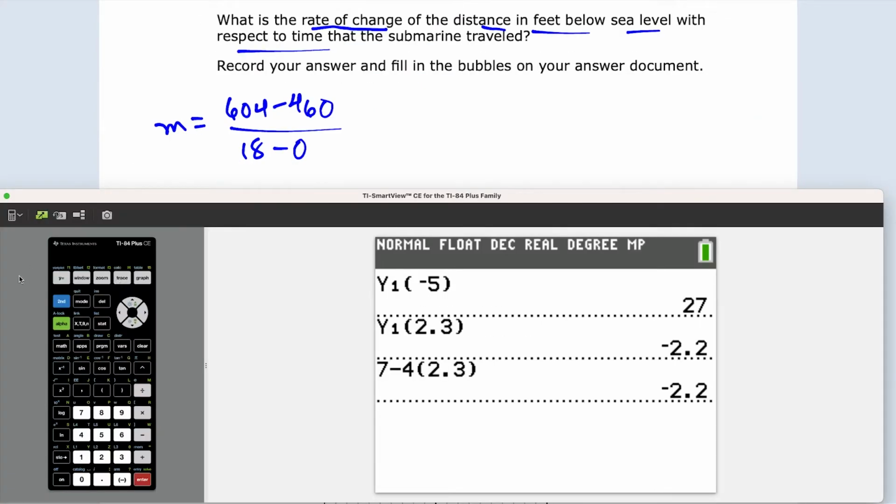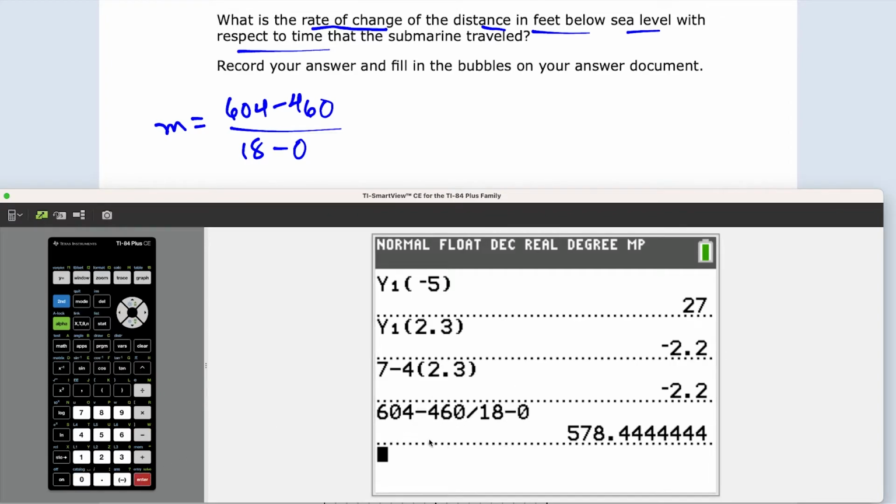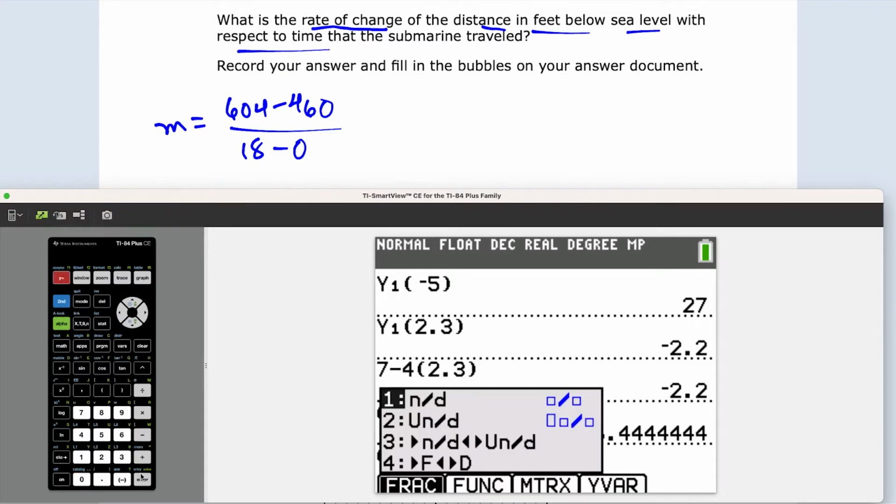Now, one thing to be careful of, because I see this all the time, please don't do something like this. I see students do stuff like 604 minus 460, and then they write divided by 18 minus 0. The problem with this is that you're not using parentheses before and after your division sign. So the calculator is essentially doing 604 minus, and then I'll put the fraction here. So alpha y equals enter.